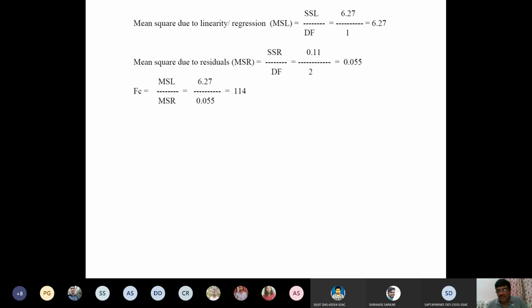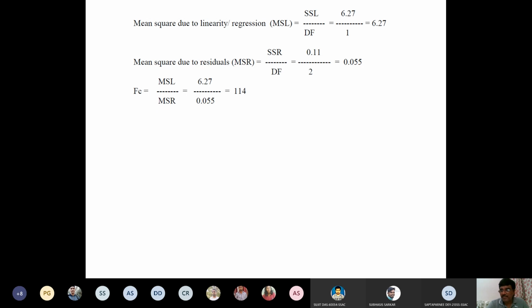And then if your calculated value is greater than the table value, then the equation is significant. Then your regression coefficient b is proved to be significant, meaning the equation is genuinely a linear equation. If it is non-significant, meaning the calculated value is less than the table value, then it is not showing any linear relationship.